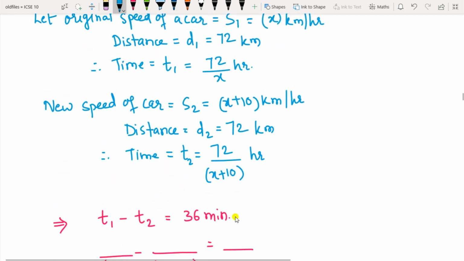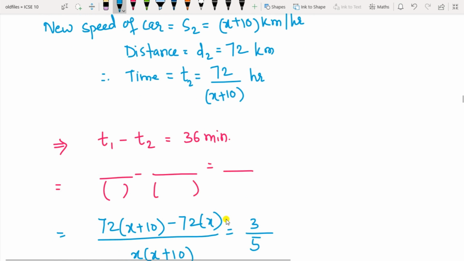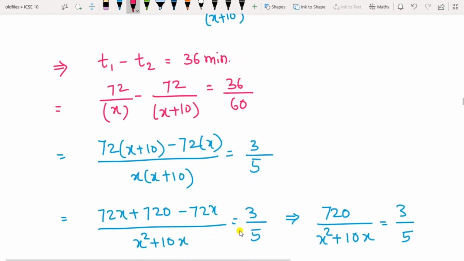So when the speed has been increased, the car took 36 minutes less. So this T2 is less than T1 by 36 minutes. So T1 minus T2 is 36 minutes here. Okay, so substitute the value of T1 here. This is 72 upon x minus 72 upon x plus 10 equal to 36 upon, convert these minutes into hours, 36 upon 60. Now on taking the LCM and doing the cancellation, you get here 3 by 5, and take the LCM and solve it.